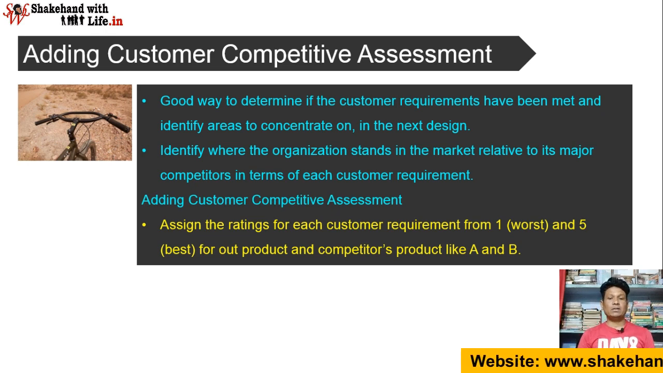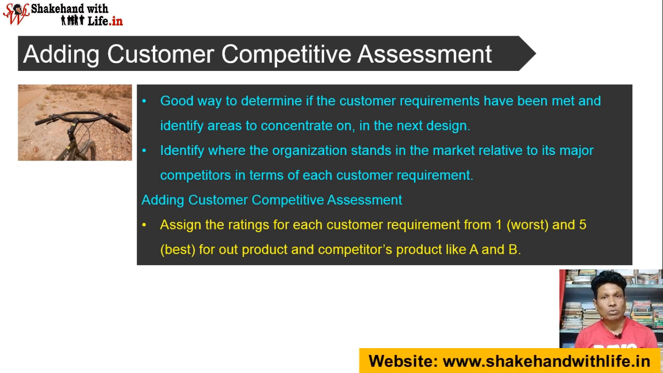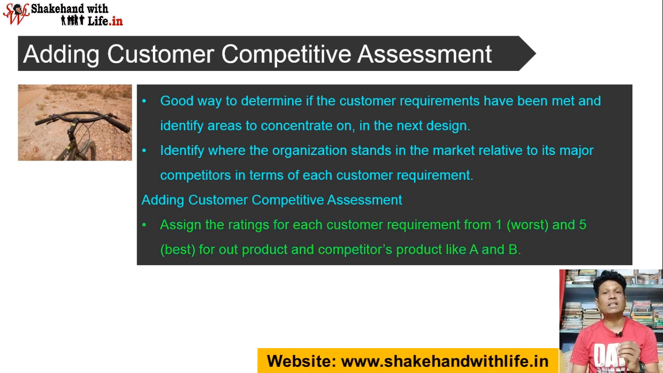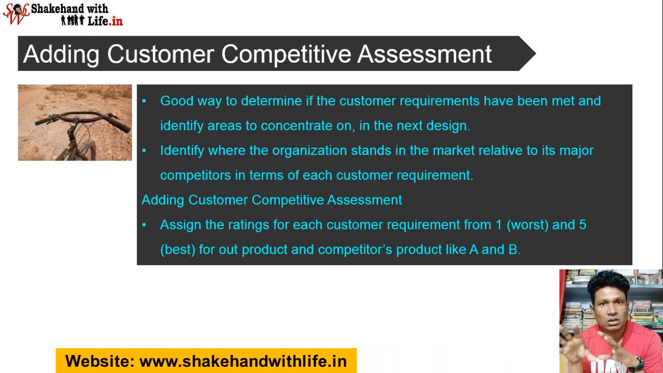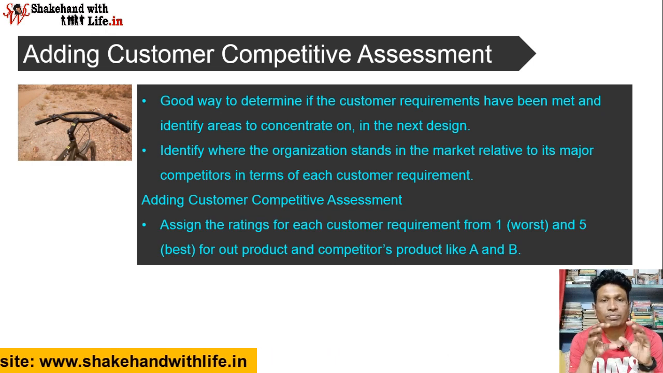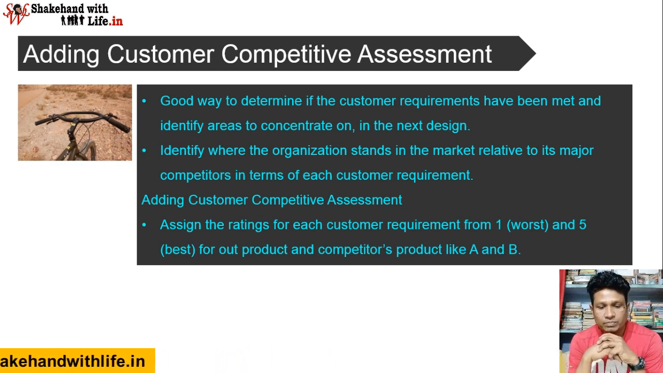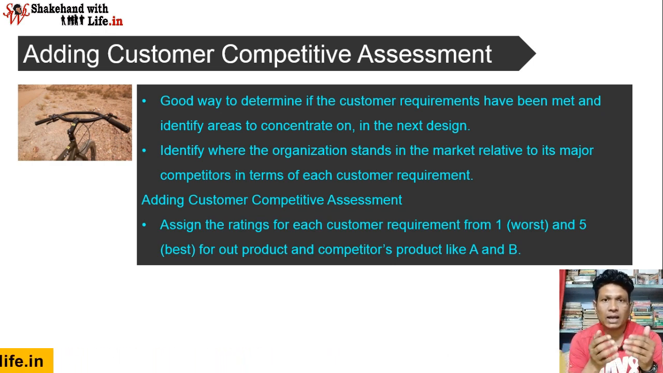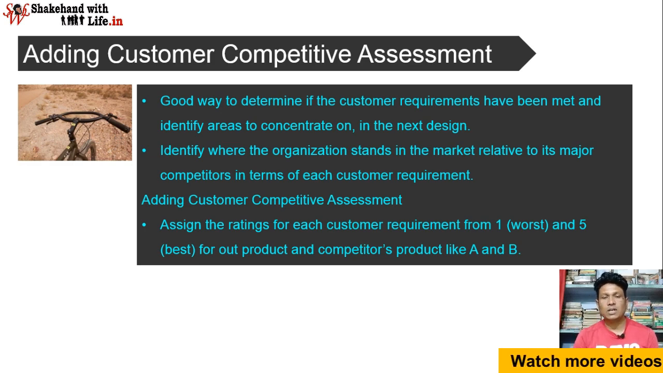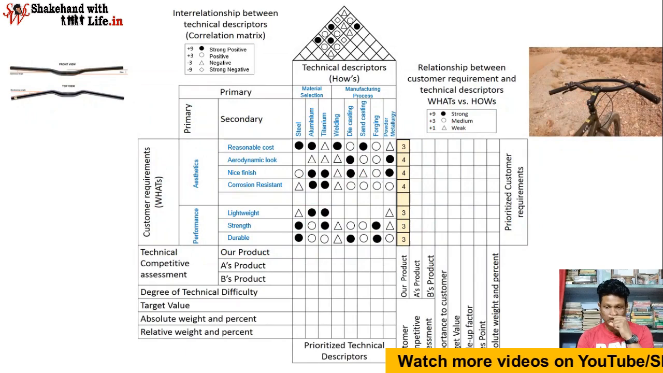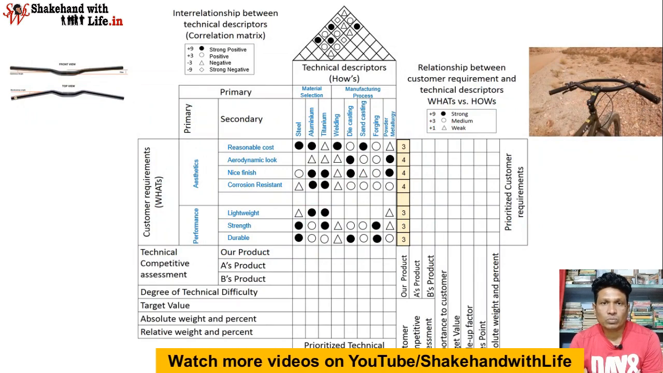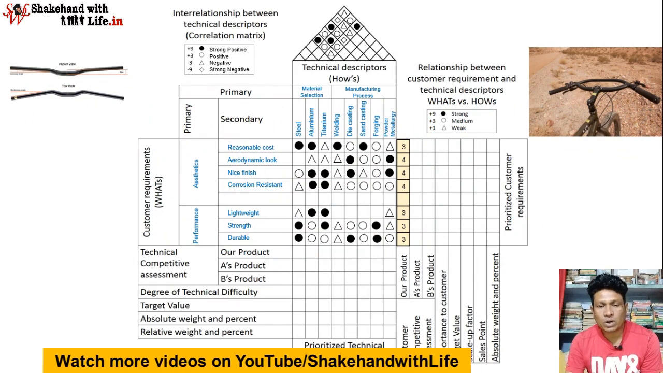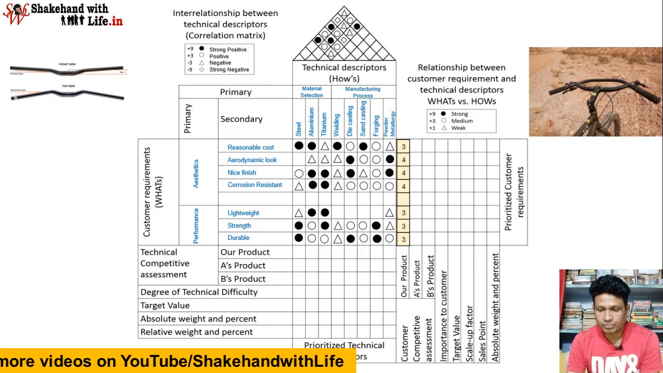and how to add the customer competitive assessment to the house of quality. We have to assign the ratings for each customer requirement. 1 is for worst and 5 is for best, for our product and our competitors' products. Let's see how we do that. First we study our product. We give ratings to our product on the basis of customer requirements.